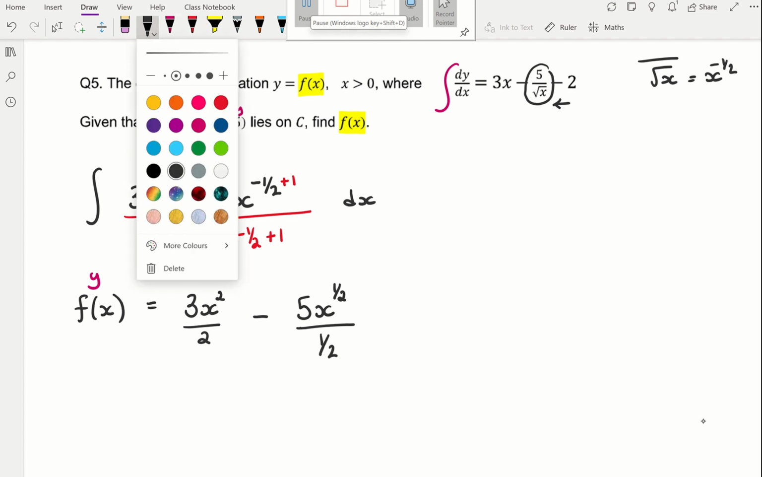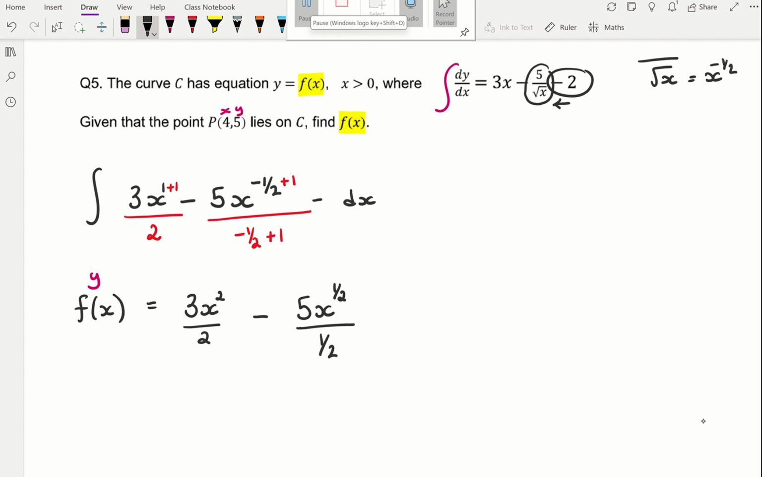Oh, I seem to have forgotten the minus 2. Minus 2. So the minus 2, I add an x, so it becomes minus 2x. And then plus c. And I need to just tidy this up.